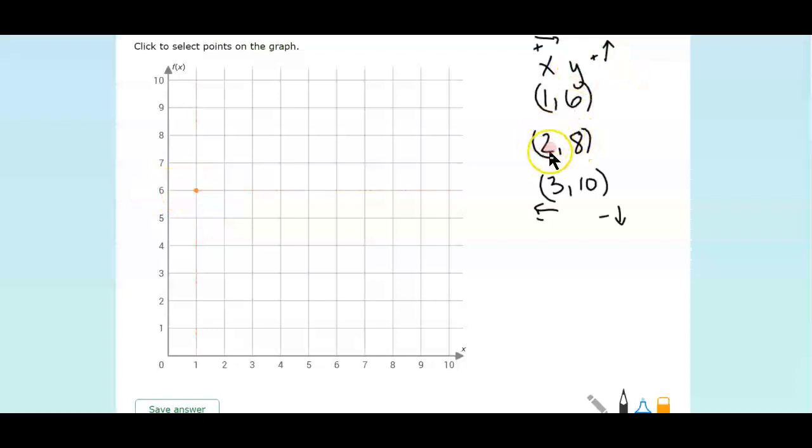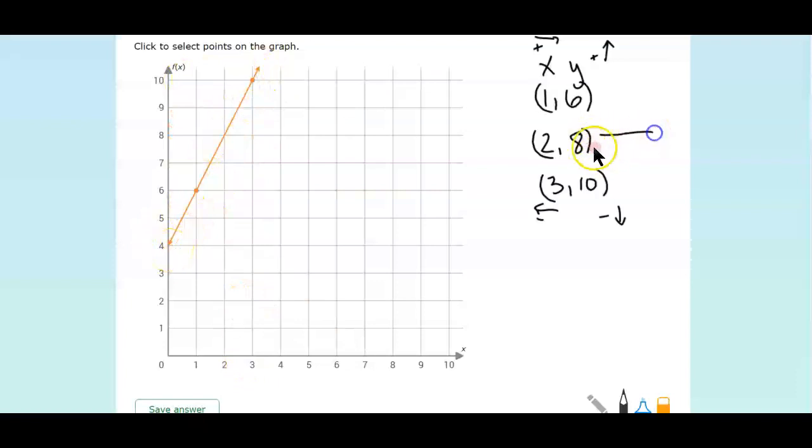And this is an x coordinate of 2 with a y coordinate of 8. This is an x coordinate of 3 with a y coordinate of 10. This is where those two coordinates intersect right here. And any two of these points will define that line.